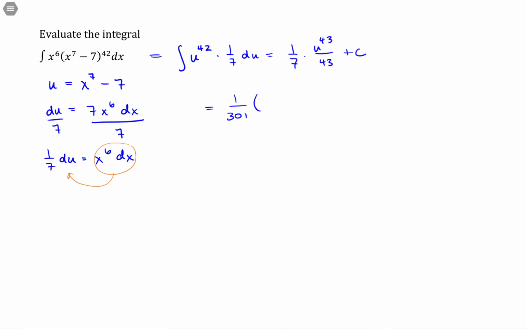Since this is an indefinite integral because there's no endpoints on my integral, I need to change back to the original variable. So u needs to go back to x to the seventh minus 7, and that's to the 43rd. And then we have our plus c.